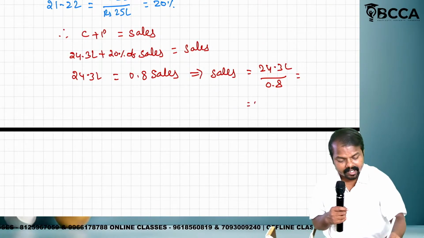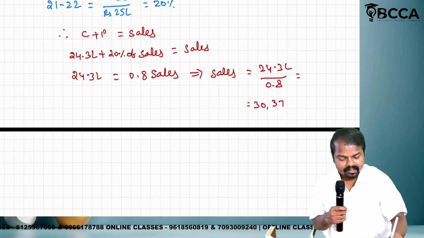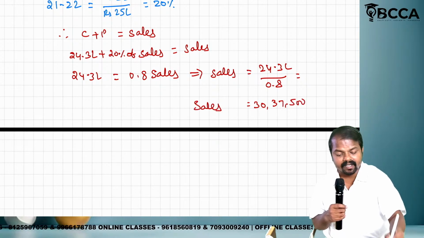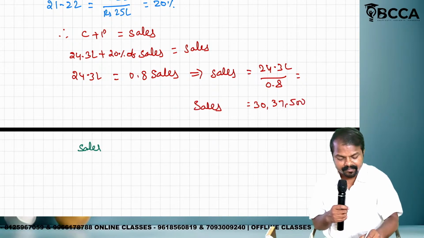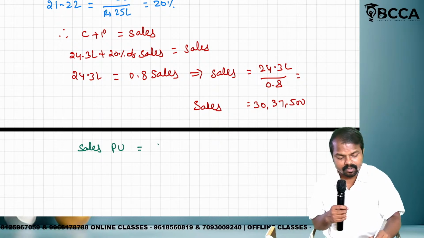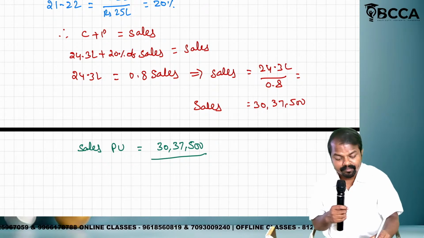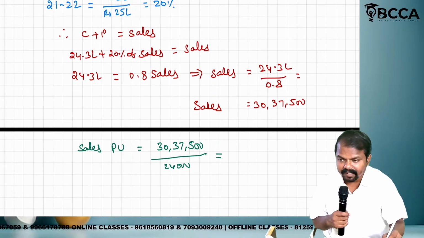30 lakh. What is this? Sales. Correct? Sales per unit is equal to 30,37,500 divided by how many units? 24,000 units. What is the selling price?